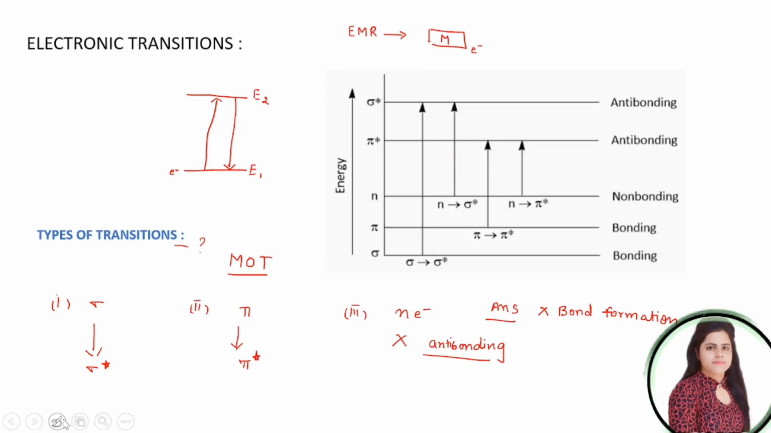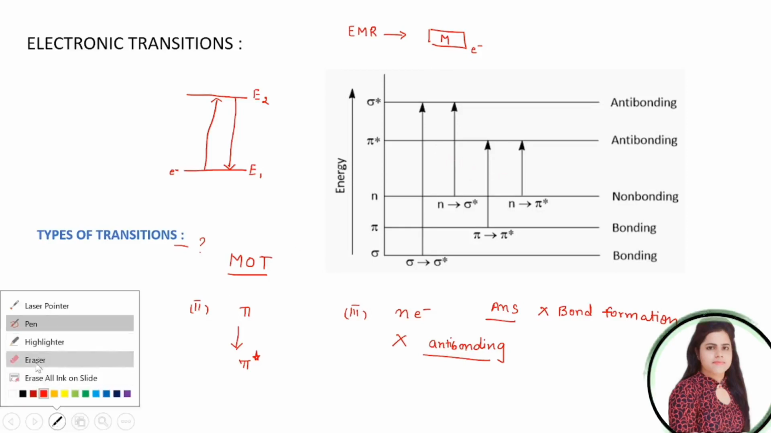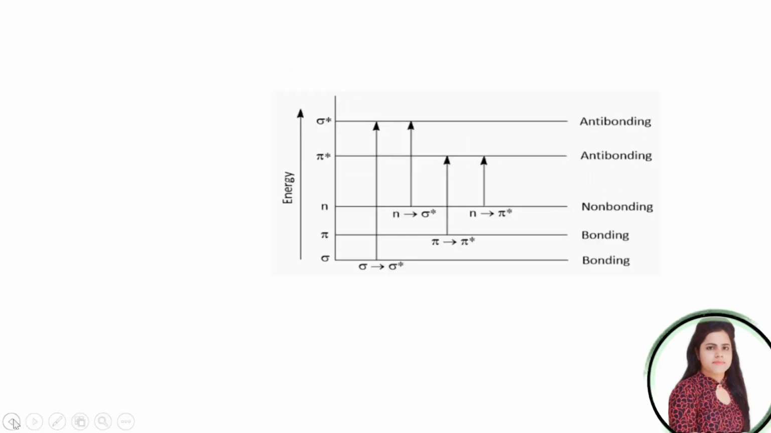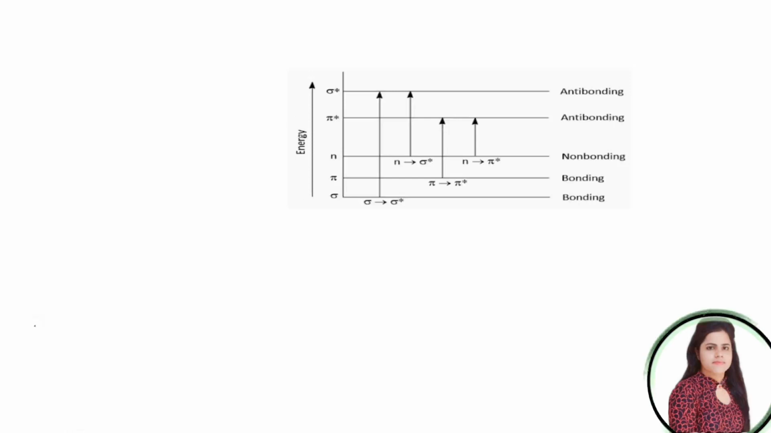Now we are going to discuss the four types of transition, so we'll start with the first. You can see here, this is your first transition, sigma to sigma star. As the name suggests, when the electrons move from a sigma orbital to a sigma star orbital, that transition is called sigma to sigma star transition.